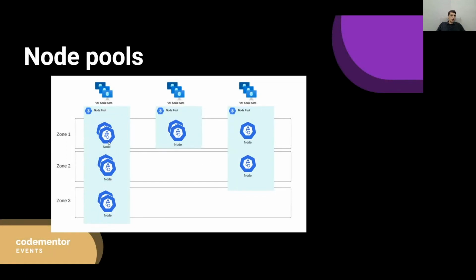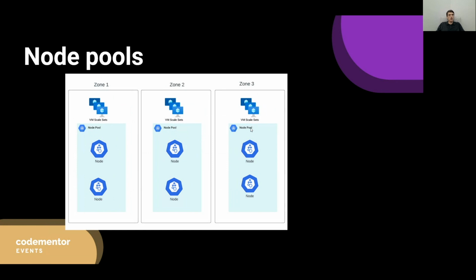If you choose to use 3 availability zones for this particular node pool, your nodes or virtual machines would be distributed between 3 zones, and that's it. If you choose 2, they would be distributed between 2. But you may choose a slightly different configuration. You may choose to create 3 node pools and choose only one availability zone for each of these node pools.